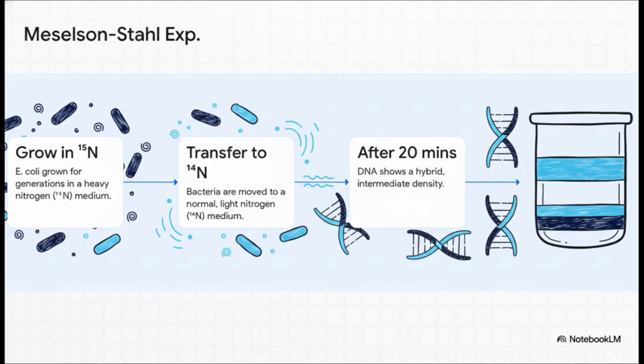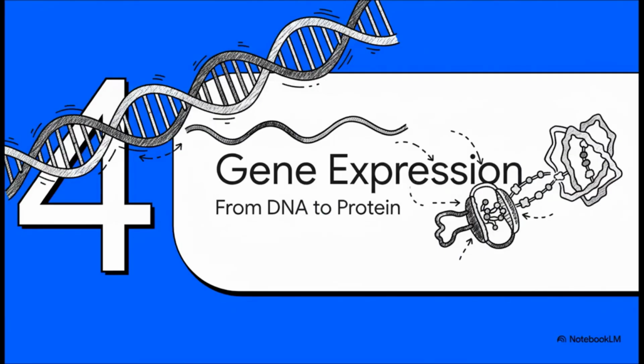Now, how do you prove something like that? With a really, really clever experiment from Meselson and Stahl. They grew bacteria in a medium with heavy nitrogen, so all their DNA was heavy and dense. Then they moved the bacteria to a medium with normal, light nitrogen and let them divide once. When they checked the DNA, it was all an intermediate hybrid density, exactly what you'd expect. After a second division, they found both hybrid DNA and purely light DNA. And that right there was the proof. Replication is definitely semi-conservative.